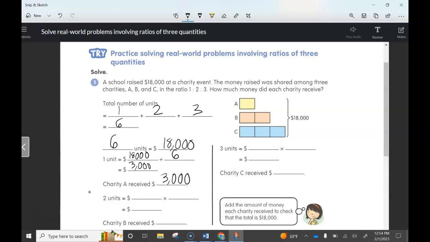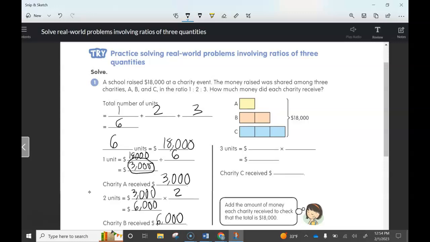In order to figure out charity B, we go back to how much that 1 unit is represented by. We take 3,000, multiply it by 2, that's $6,000. So charity B receives $6,000.